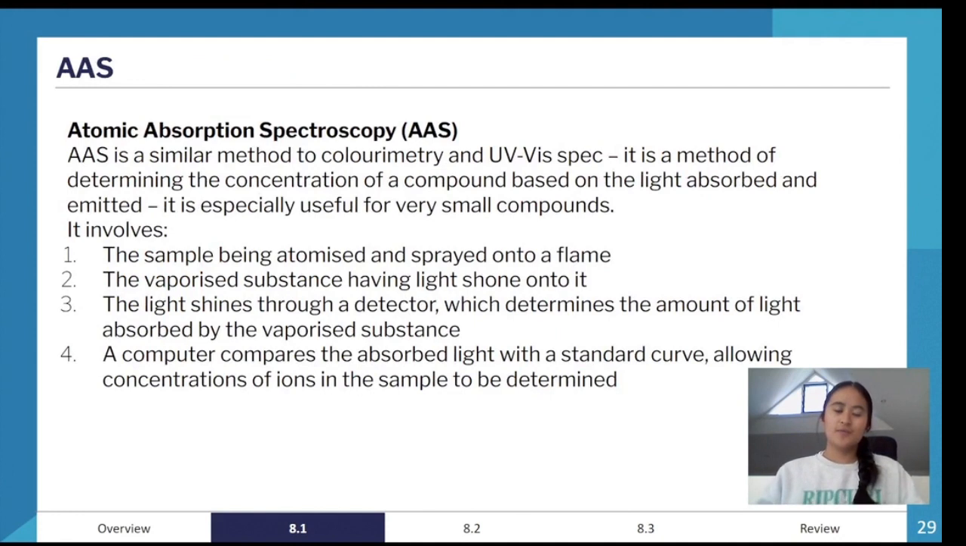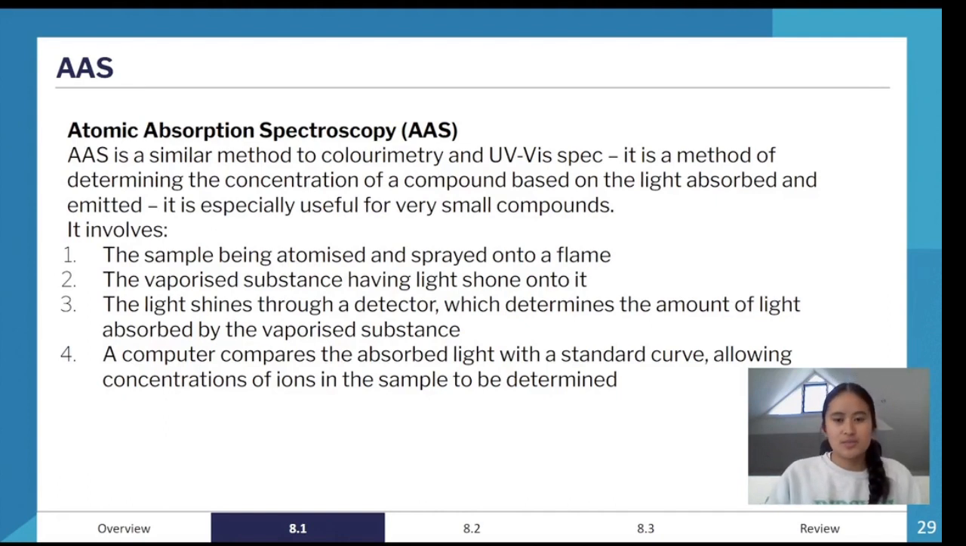Yeah, so we'll move on to AAS, so Atomic Absorption Spectroscopy. And this is similar to the other methods that we've been discussing already, colorimetry and UV Viz Spec. It's determining the concentration of a compound based on the light absorbed or emitted, and it's very useful for trace elements, very small concentrations. So you use it a lot for figuring out if there's too much of toxic chemicals in the environment, because usually it's very small concentrations that make a very big impact in the environment.